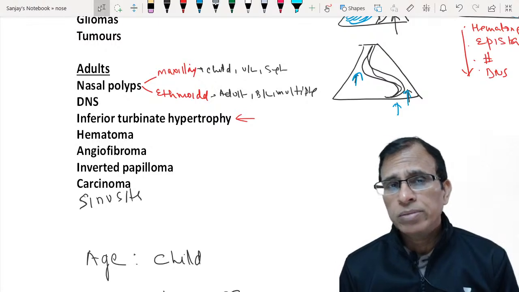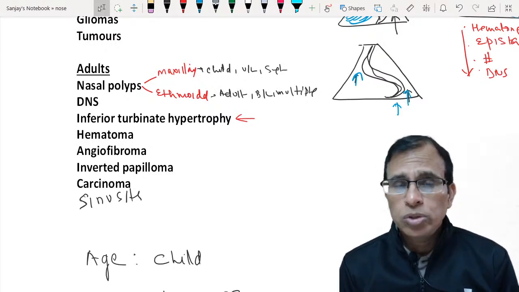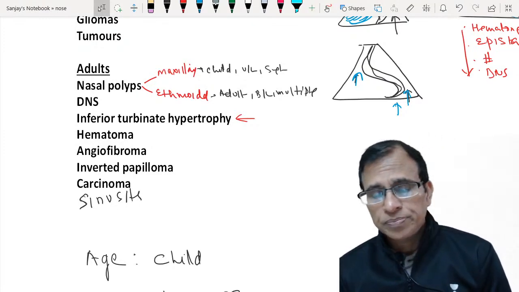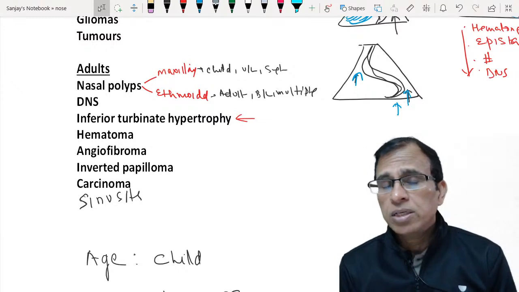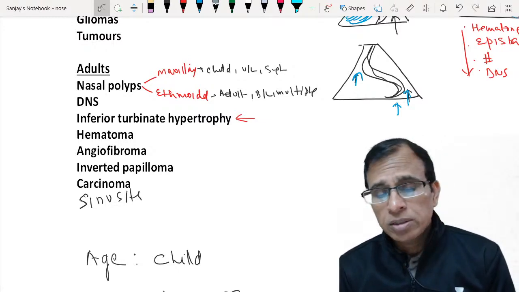So whatever little bit of DNS is there in the childhood will become more pronounced by adulthood, and the real symptoms will start when the patient becomes really adult. Inferior turbinate hypertrophy is another very important cause of nasal blockade.